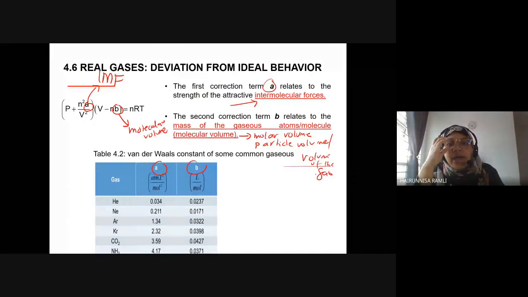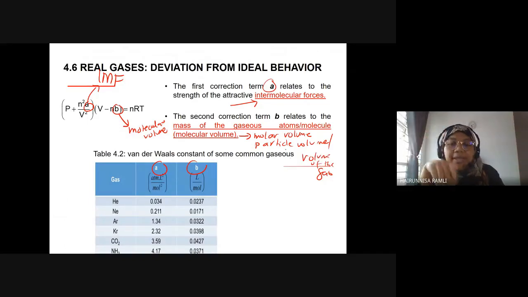Okay. Where before this dalam ideal gas, volume gas tadi, volume of the gas tu kita tak ambil kira kan? Kita just ambil volume of the container kan? So here you have to take note that we now must include the correction for the volume. Okay. Where we now the volume of the gases are significant.